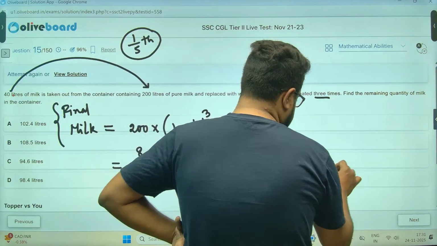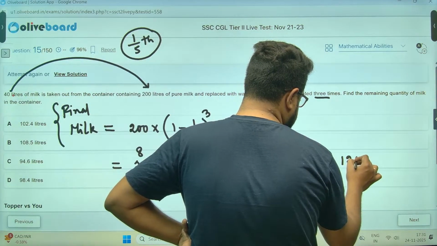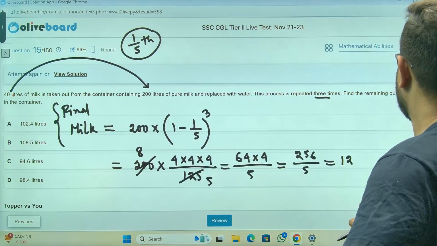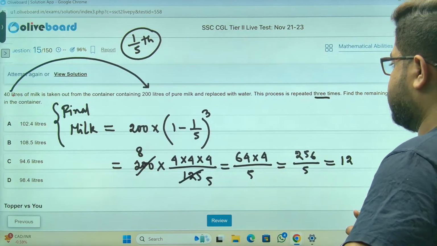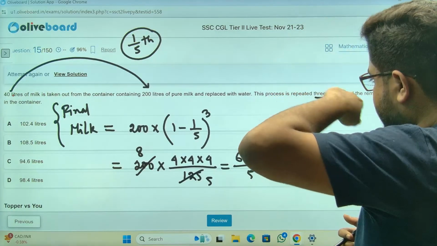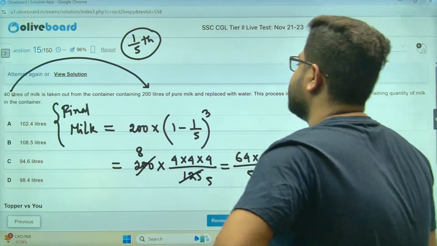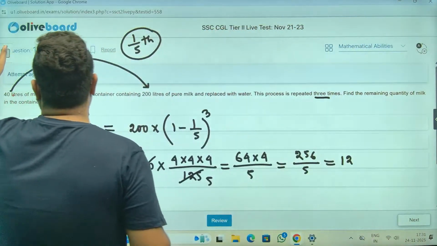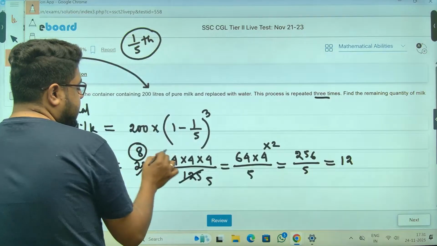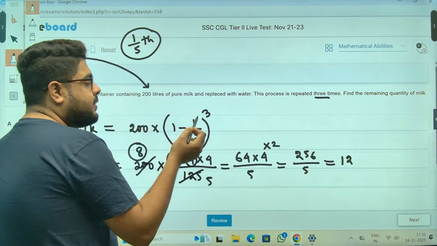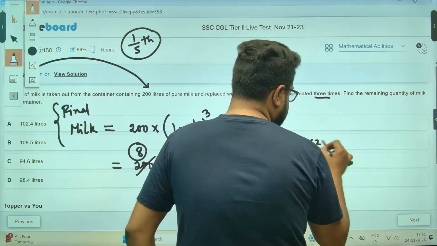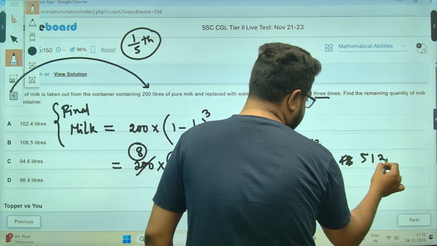So 127. एक सेकंड, मैंने कैलकुलेशन में कुछ गड़बड़ तो नहीं किया ना? एक सेकंड सर. 4/5, 4/5, 4/5. अरे यार, हाँ सर, कैलकुलेशन में गलत कर दिया मैंने. There will be another 2, sir. You see, 8 4s are 32, 2 4s are 128, not 64. My mistake, sir. This will be 512 by 5.